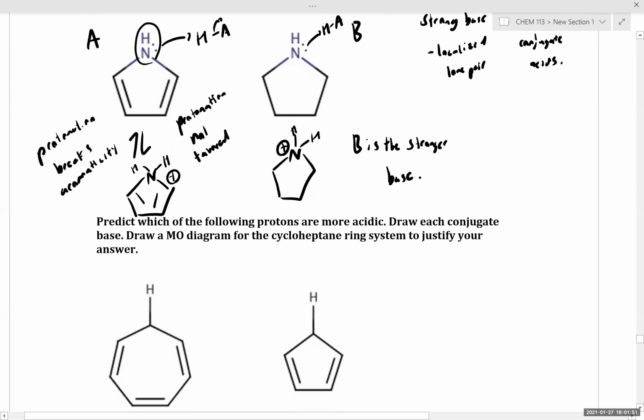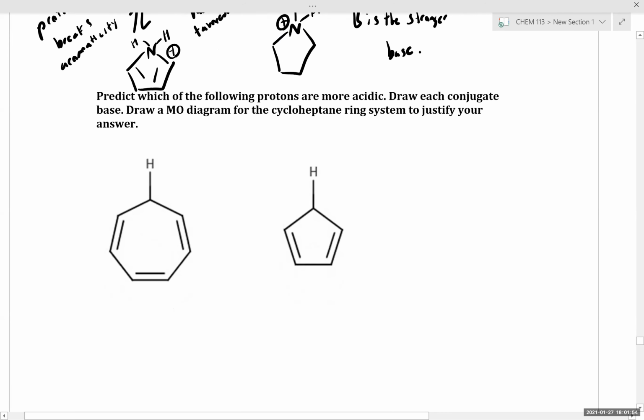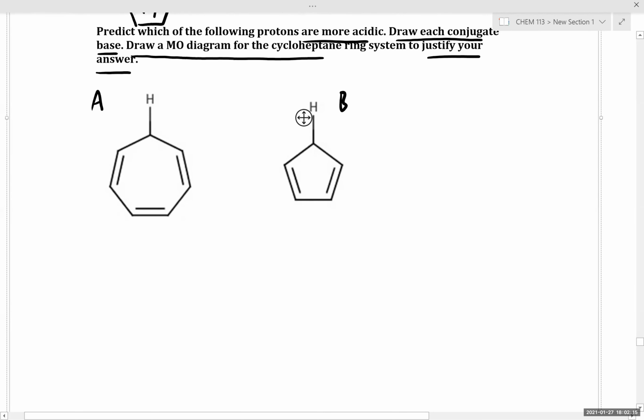Okay, so I'd like us to apply what we've learned to the following example, and I'd like you to tell me which proton, A or B, is more acidic. You will need to draw each conjugate base, and you'll need to draw an MO diagram, at least for the cycloheptane ring, to justify your answer. So let's take about 4 to 5 minutes to work on this example. And don't be shy to share your proposed responses in the chat verbally or using the annotate tool.